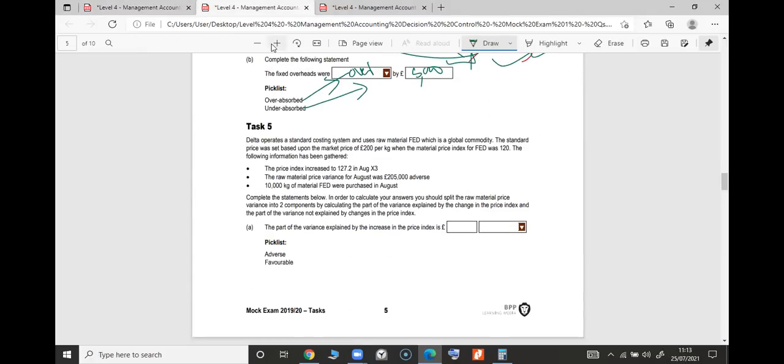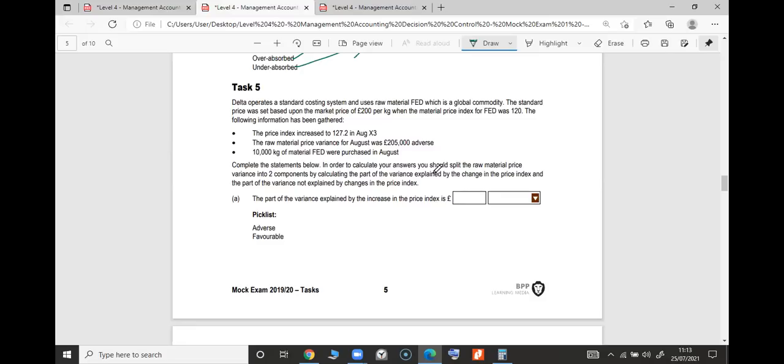Let's read it. Instead of reading the requirement, let's read these things. Delta operates a standard costing system and uses raw material fed, which is a global commodity. The standard price was set based upon the market price of 200 per kg when the material price index for fed was 120. So you set a standard price of 200, the index was 120. Just keep it in your mind.